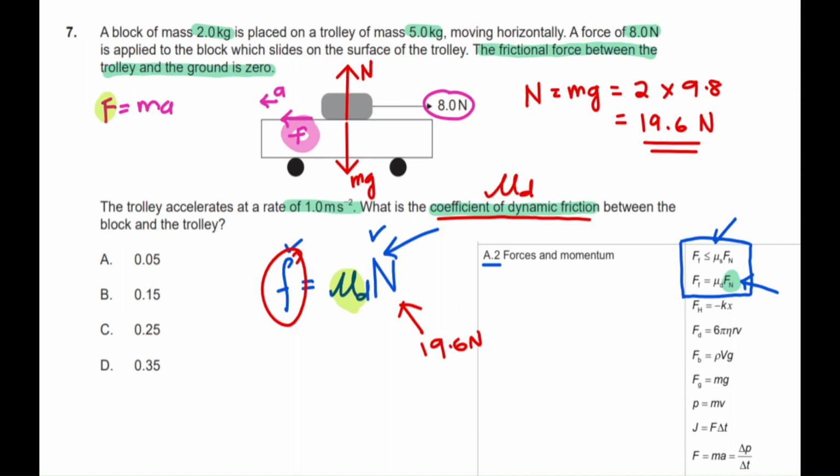So friction is equal to ma, and m is the mass of the trolley, 5 kg, and the acceleration is 1, so we have 5 Newton. Now that we have the value for the friction, which is 5 Newton, we can substitute into this equation. So we have mu d equal to 5 Newton divided by 19.6, which gives us 0.255. Therefore, the answer is C.